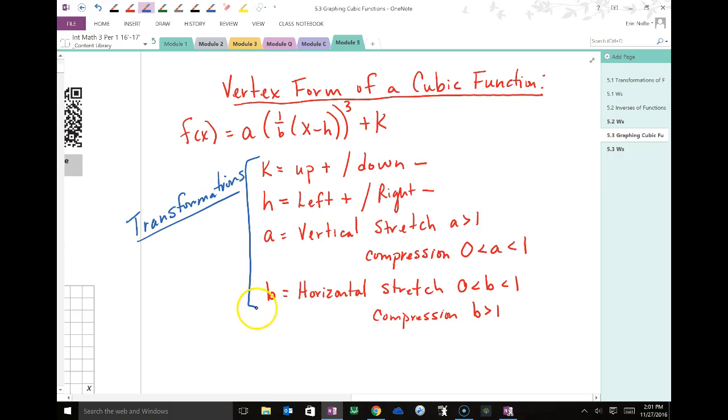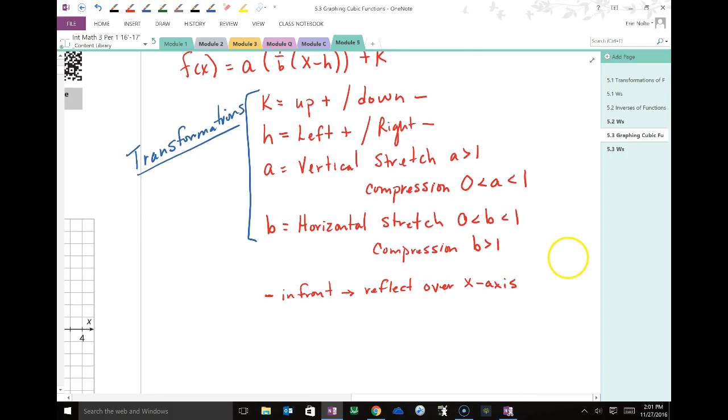This is going to work for whatever. We've also talked about reflections. So remember, if we have a negative in front, that's going to reflect over which axis? Over the x-axis. Good. And if the negative is inside the parentheses, that one's going to reflect over the y-axis.